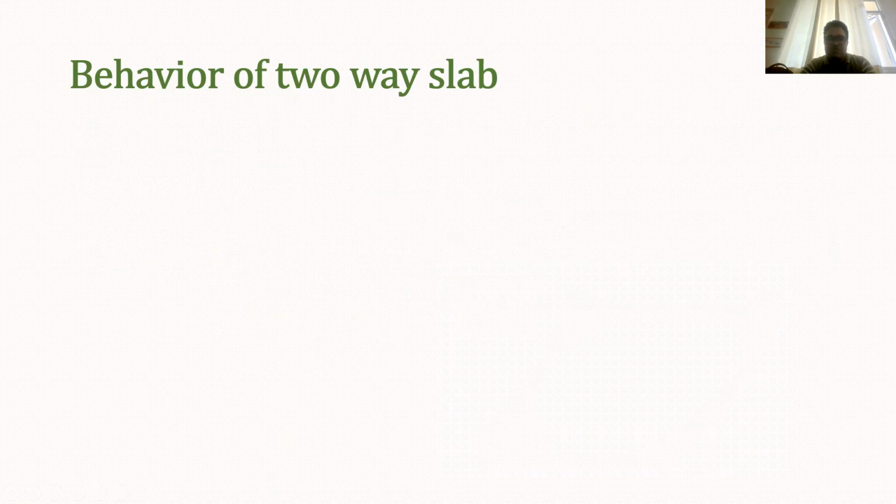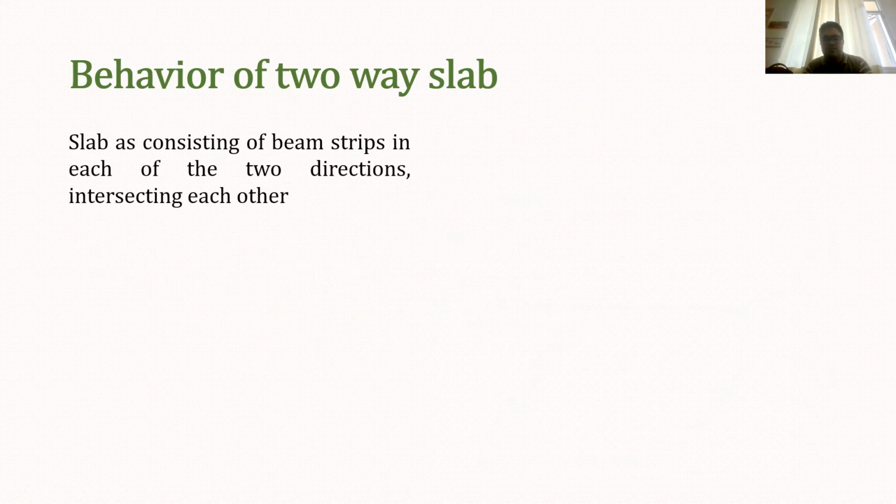Now, behavior of two-way slab. We have seen in one-way slab also that generally we design a one-way slab as a unit strip, and that unit strip can be considered as a beam. Therefore, all the design process that we have followed in the beam design can be followed in the one-way slab also. And the same we can extend to the two-way slab design also.